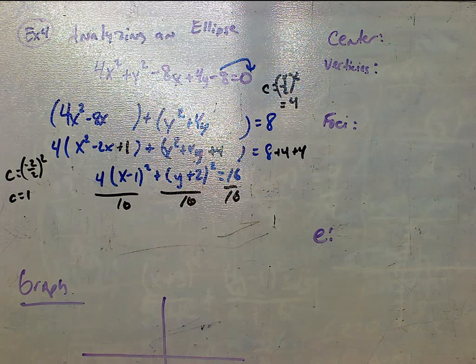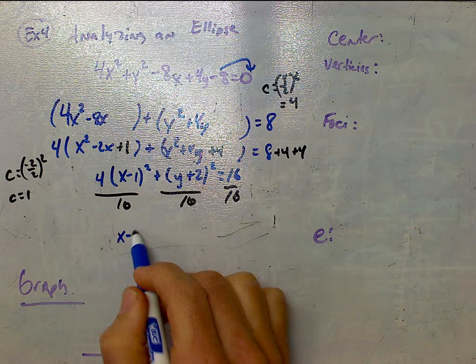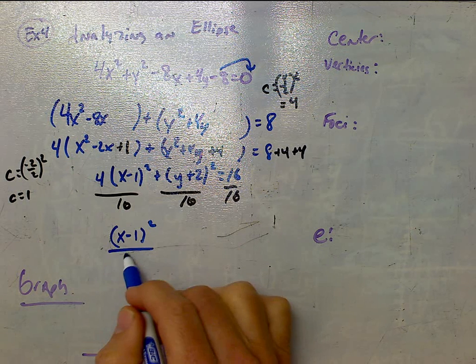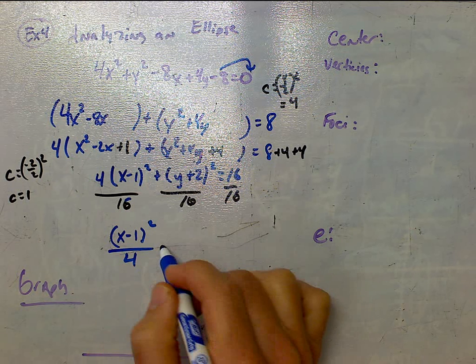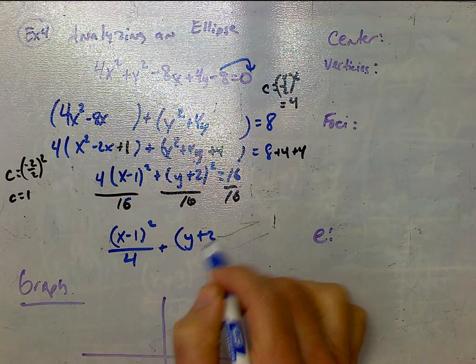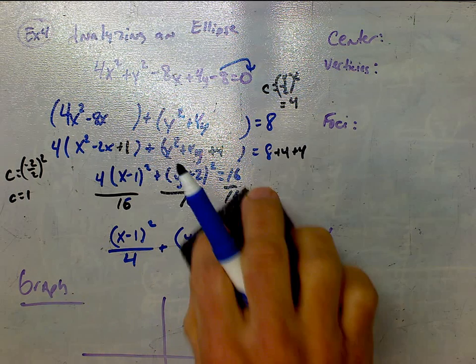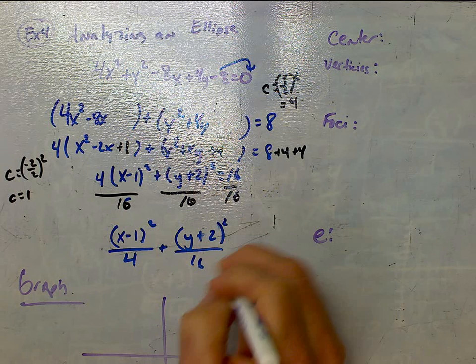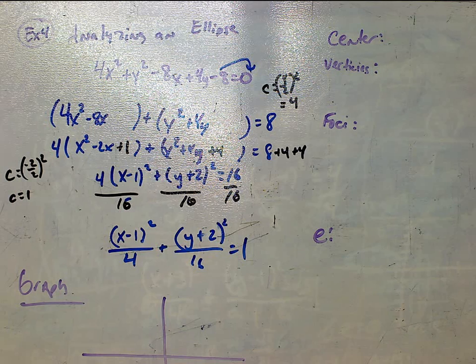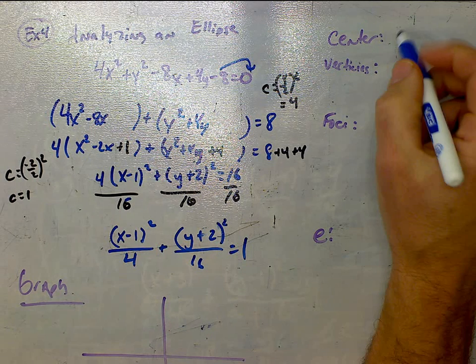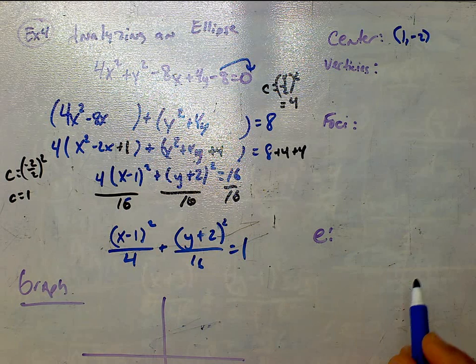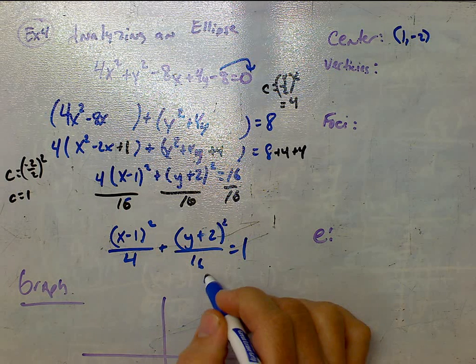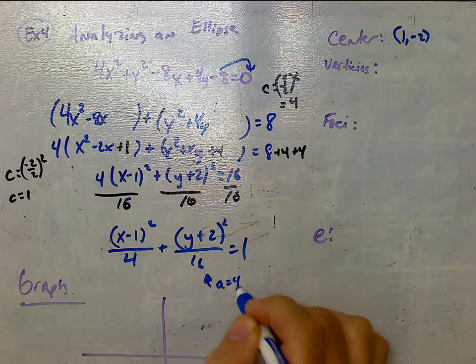And I get x minus 1 quantity squared over 4 plus y plus 2 quantity squared over 16 equals 1. Okay, so that tells me the center is at 1 comma negative 2. Opposite for x, opposite for y in this situation. It tells me that a is 4 and b is 2.